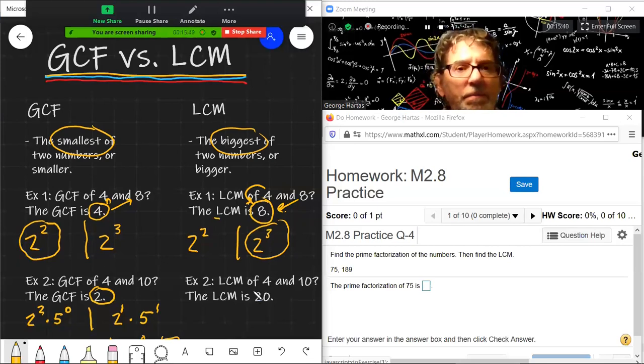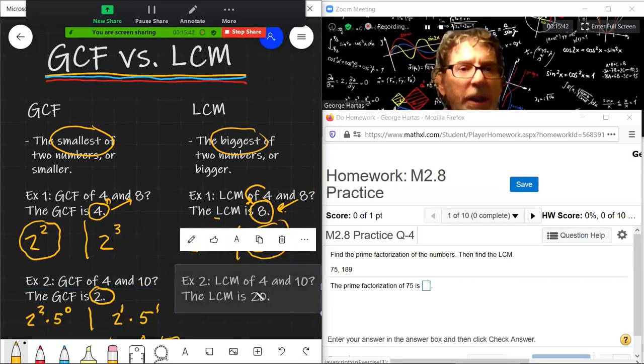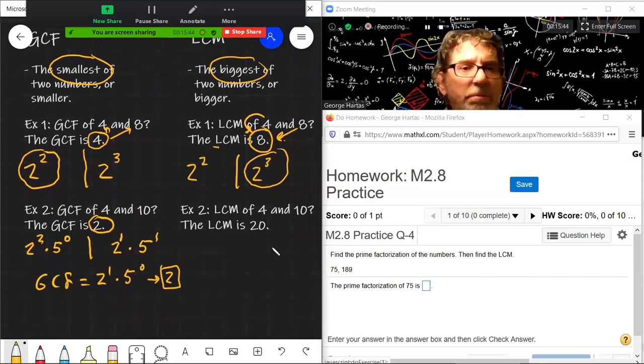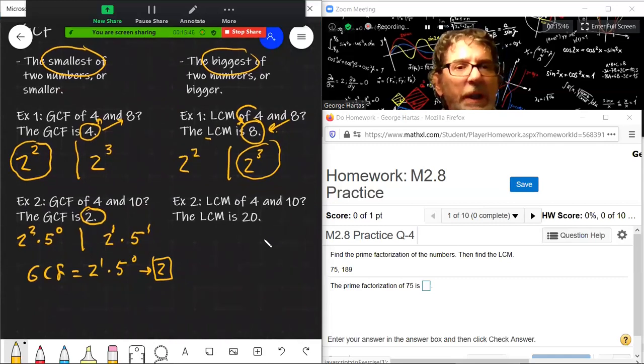Now, let's look at this one down here. Since these are the same numbers, 4 and 10, I'm going to copy these over just the way they are.